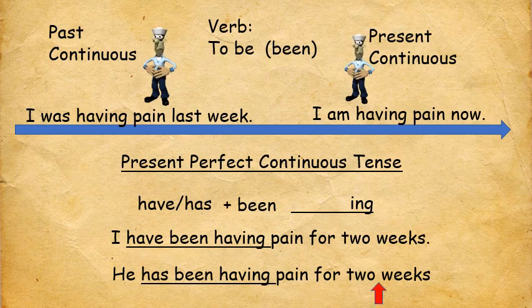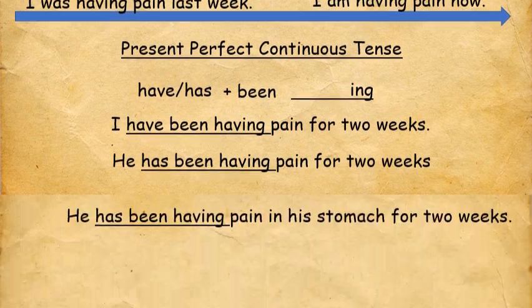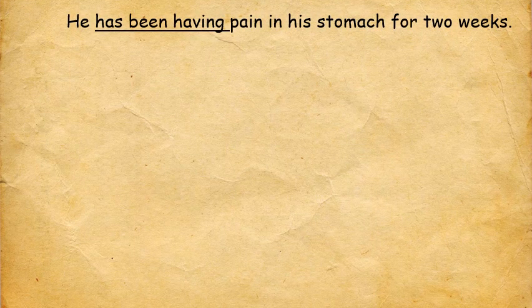For 2 weeks. What's the question? How long has he been having pain? What's the question? How long have you been having pain? He has been having pain in his stomach for 2 weeks. Present perfect continuous tense.